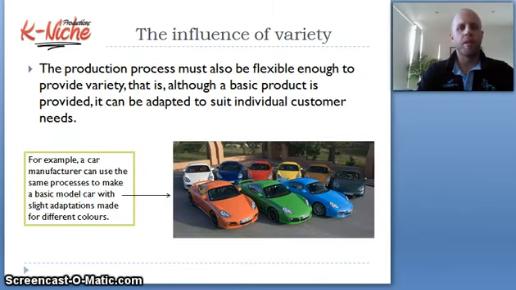And our second influence is that of variety. The production process must be flexible enough to provide variety because it needs to meet the consumer's needs, even if it's a basic product. So for example, you see below a car manufacturer. They can use exactly the same process to produce their goods or their output with a basic model car, but with slight adaptations made. So in this example, we're looking at different colors.